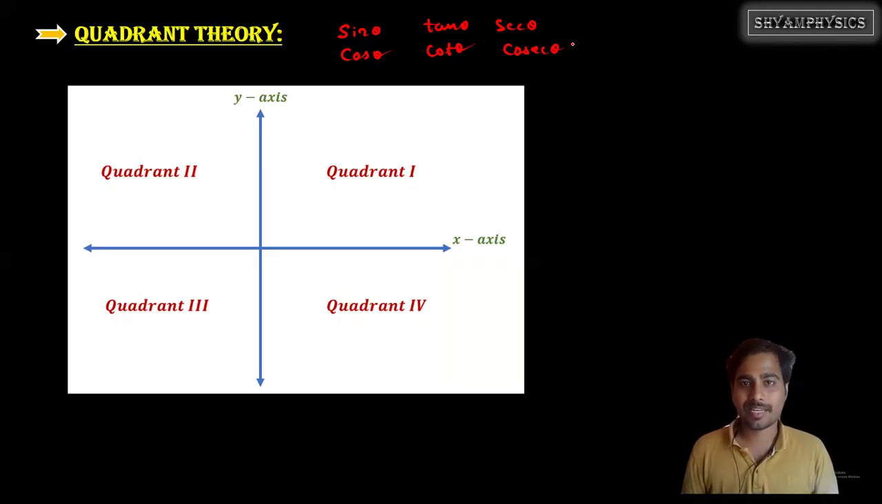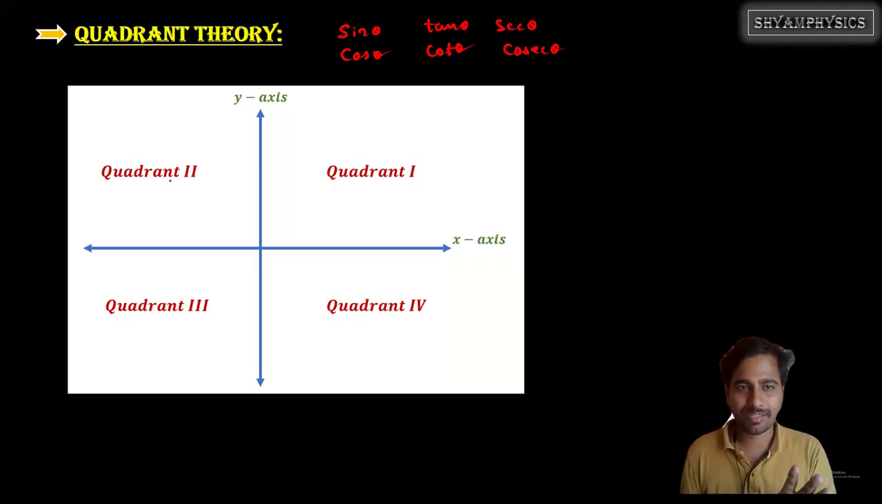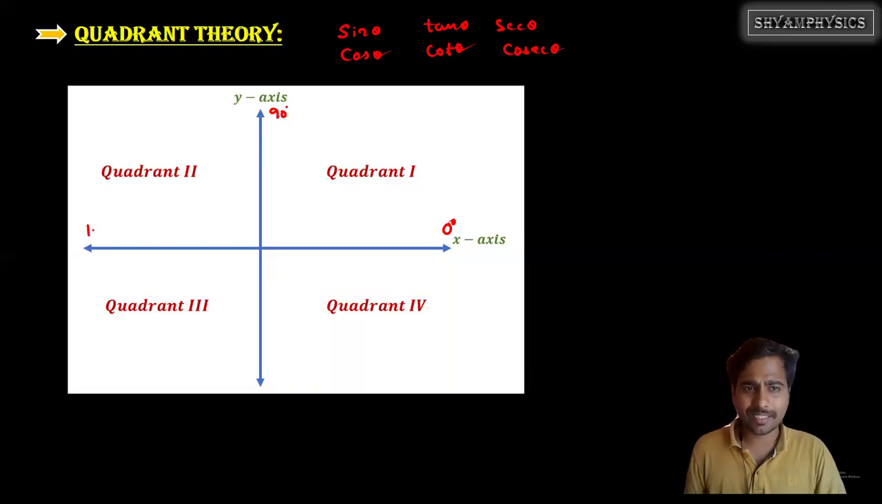Correct? Now in this class, we need to learn what the values of sine, cos, tan, cosecant, secant will be in each quadrant. Here I mentioned the first quadrant, second quadrant, third, and fourth quadrant. The first quadrant lies between 0 degree to 90 degree, and the second quadrant lies between 90 degree to 180 degree, and the third quadrant exists here between 180 and 270, and the fourth quadrant goes up to 360, again 0 degree, but we need to take the complete angle. For that reason I will write here 360 degree.